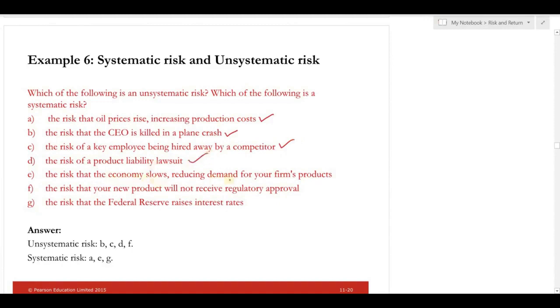The risk that the economy slows, and it's systematic, of course, that is economic news. The risk that your new product will not receive regulatory approval, so again that is an unsystematic risk. The risk that the Federal Reserve raises interest rates, this is a systematic risk. So that particular news that affects the overall economy is basically a systematic risk. And any news that doesn't affect the overall economy but is specific to the company is called unsystematic.